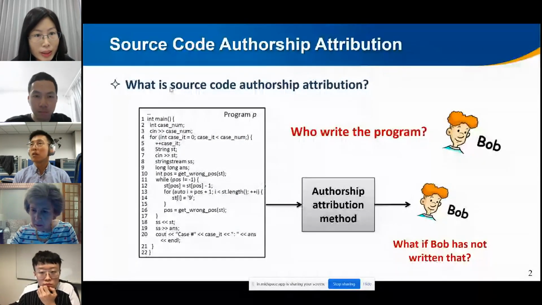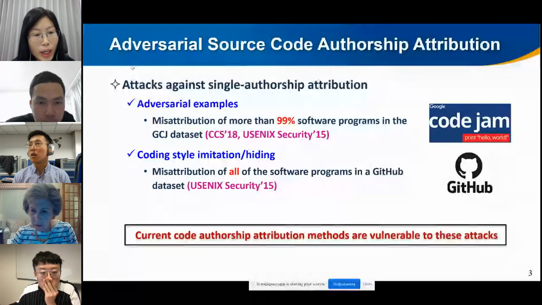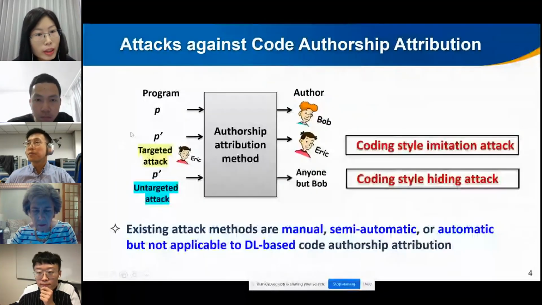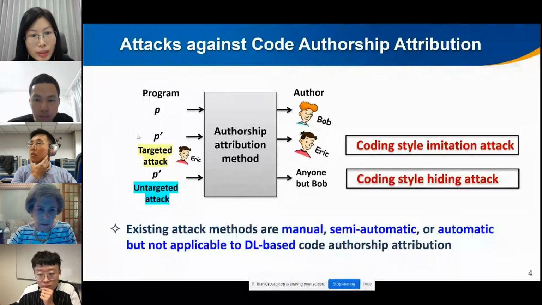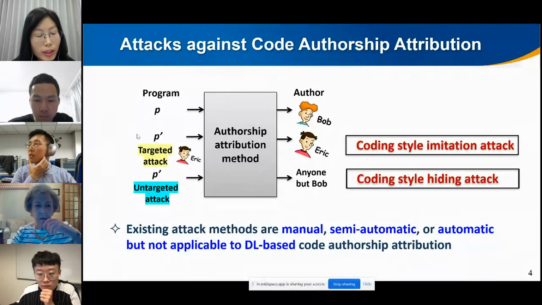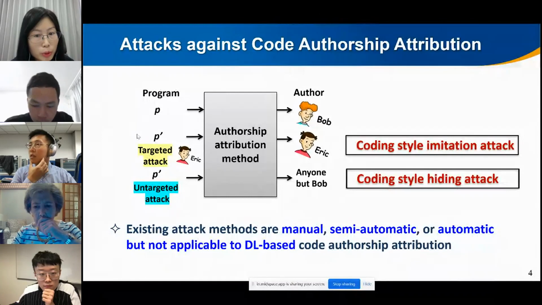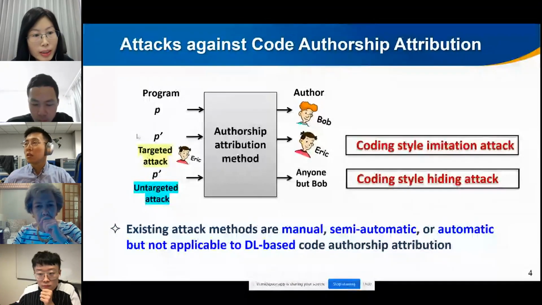There are two attacks against source code authorship attribution: exploiting adversarial examples and coding style imitation or hiding. The state of the art is that current code authorship attribution methods are vulnerable to these attacks. If the goal of the attacker is to misattribute P prime to Eric, it's a targeted attack or coding style imitation attack. If the goal of the attacker is to misattribute P prime to anyone but Bob, it's an untargeted attack or coding style hiding attack.